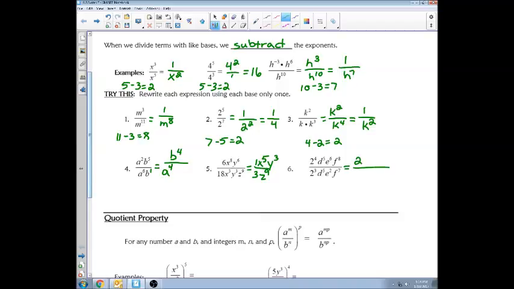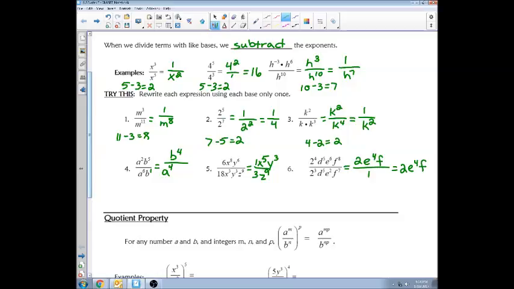E to the 6th over e to the 2nd. E to the 6th is obviously larger, so that's going to go in the numerator. 6 minus 2 is 4. I have f to the 8th over f to the 7th. Well, f to the 8th is larger, so it will stay in the numerator. 8 minus 7 is 1, so I can just write that as f. That would be over 1, or I could write it as 2e to the 4th f and be done.